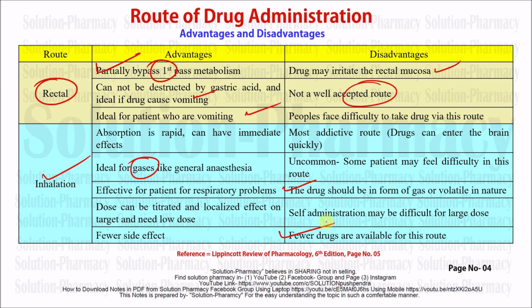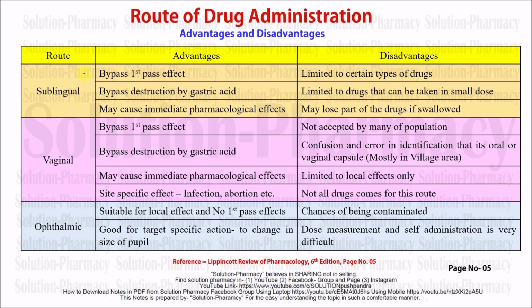Dose quantity may also be variable because it is difficult to measure or titrate the dose via this route of drug administration. Next route is sublingual. Whenever we place the drug or tablet just below the tongue, that is called the sublingual route of drug administration. The advantage is that this will bypass the first pass effect. This will also bypass the destruction by gastric acid. The gastric acid will not destroy it.